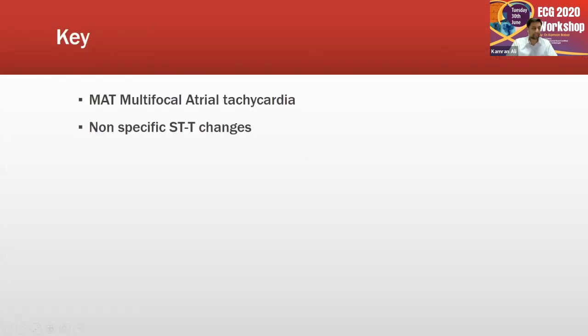Non-specific ST changes are there, no real ischemic changes. Once you slow this patient's heart with an AV nodal blocking agent such as metoprolol, diltiazem or verapamil, that sometimes gives better conduction through the AV node and there's less stress on the heart.